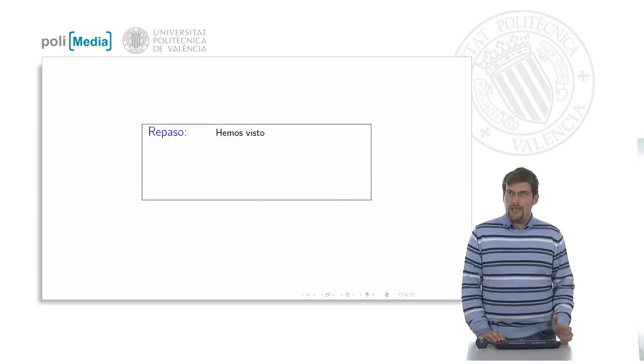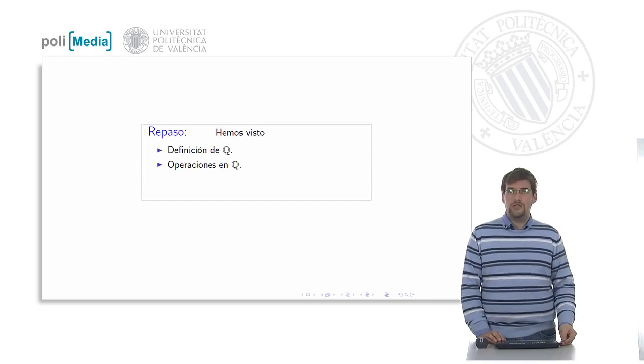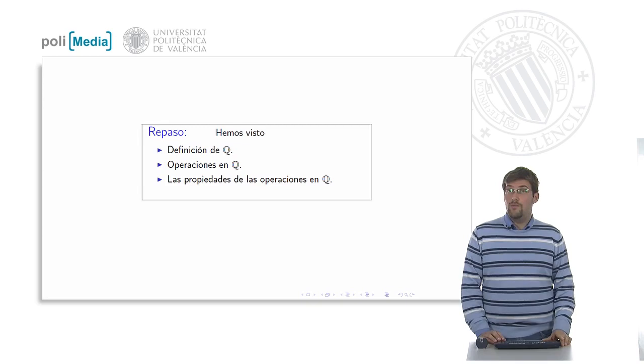Well, that's it for now. In this unit, we've covered the definition of rational numbers, the fundamental operations of the set of rational numbers, and the properties of these operations in Q.